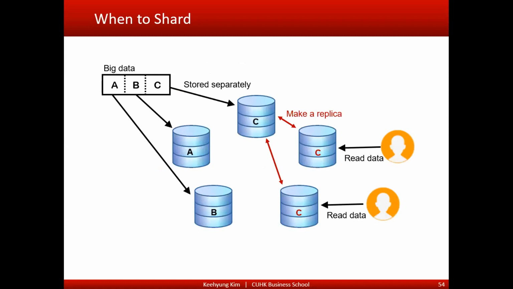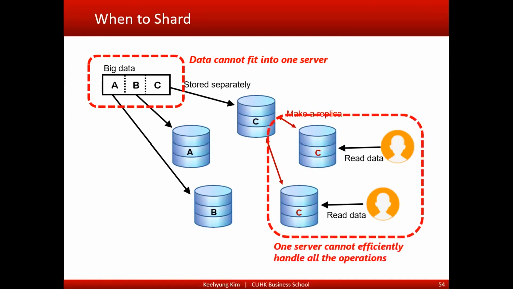So basically, when to use sharding, the first one is because of this, data cannot fit into one server, then we have to shard. We save it into different servers. And also, this part. The part of data, the C part, will be accessed a lot by the users. Then you make a replication like this, right? By storing the part of C into multiple servers. In that case, you also do sharding because you want to increase the processing speed. So in these two scenarios, you may use sharding.